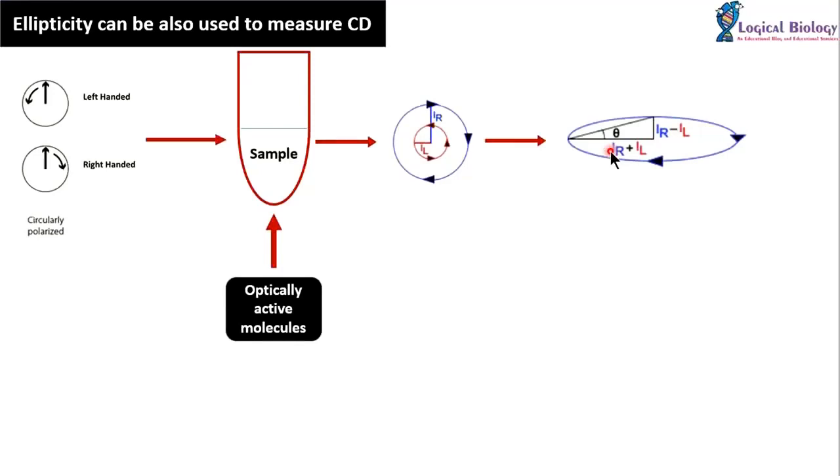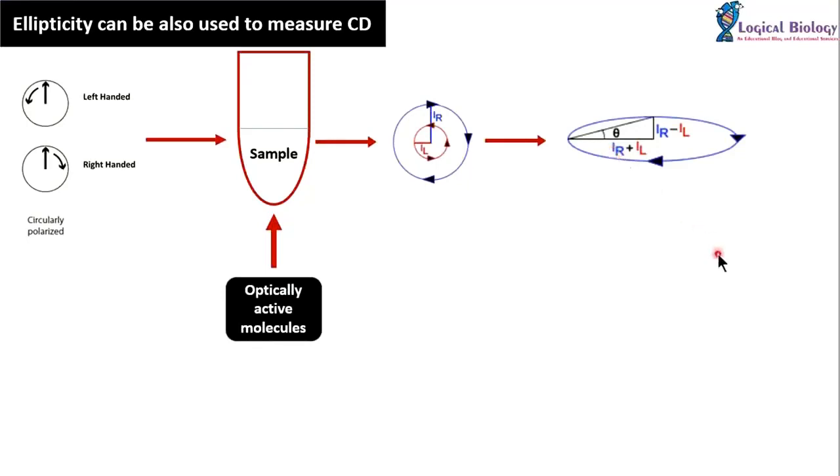And if the difference of absorbance between these two components is less, then there will be less ellipticity, or you can say there will be a smaller value of theta. So I can say more theta means more difference of absorbance or more circular dichroism, and less value of theta means less ellipticity, or less difference in absorbance, or finally less circular dichroism.